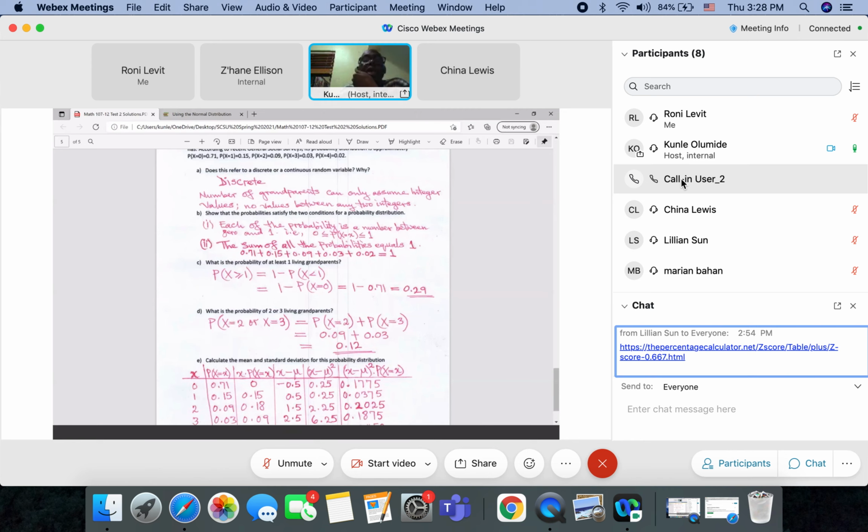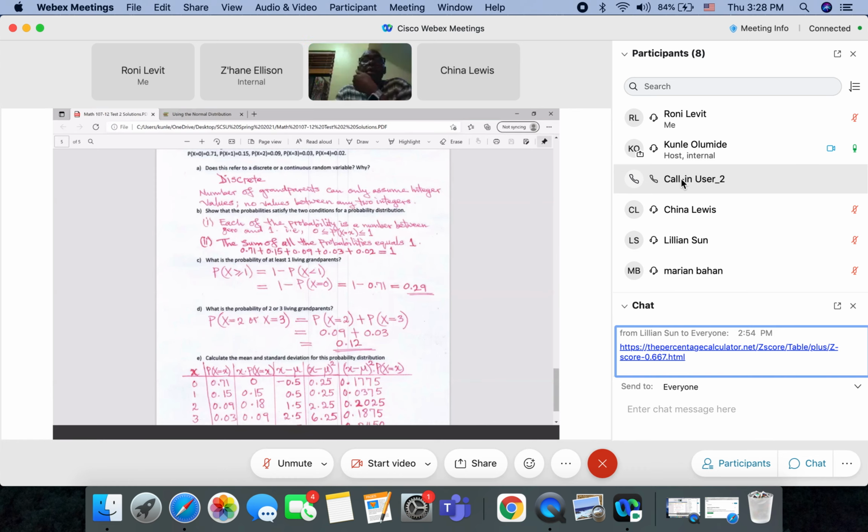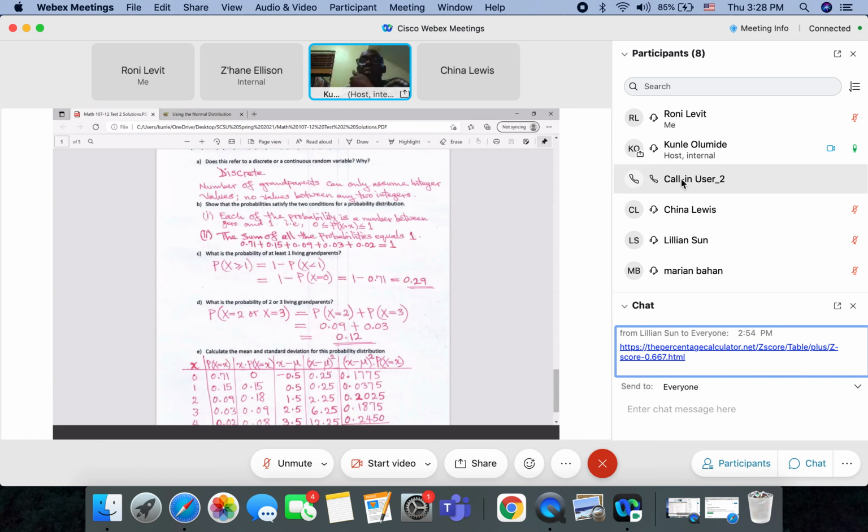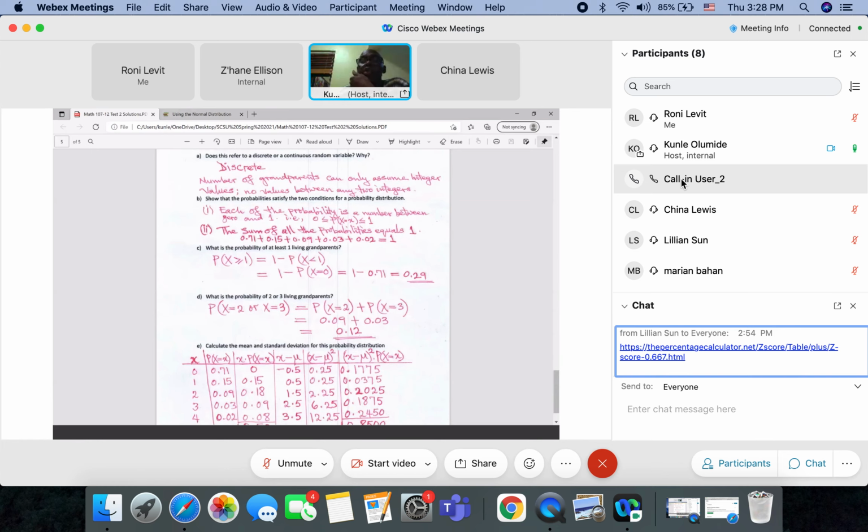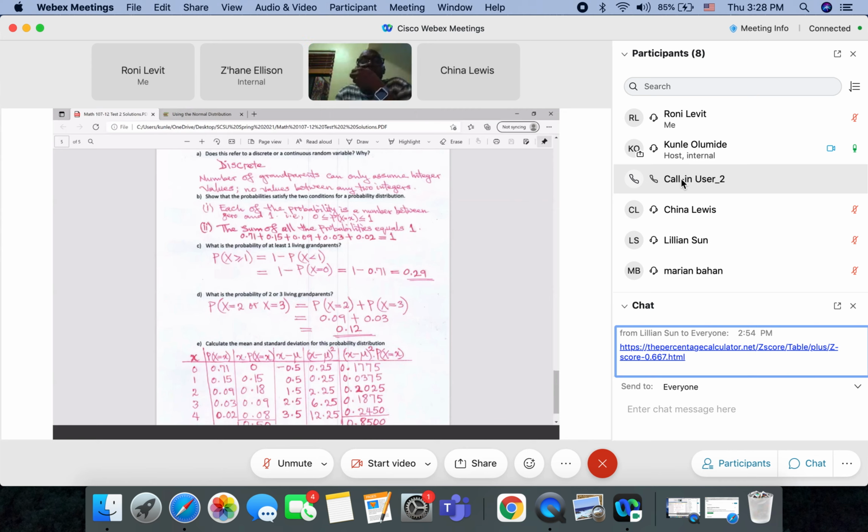And then C, what is the probability of at least one living grandparent? That means probability of X greater than or equal to 1, which is the same as 1 minus probability of X less than 1, which is 1 minus probability of X equal to 0, which equals 1 minus 0.71, which equals 0.29. Okay?